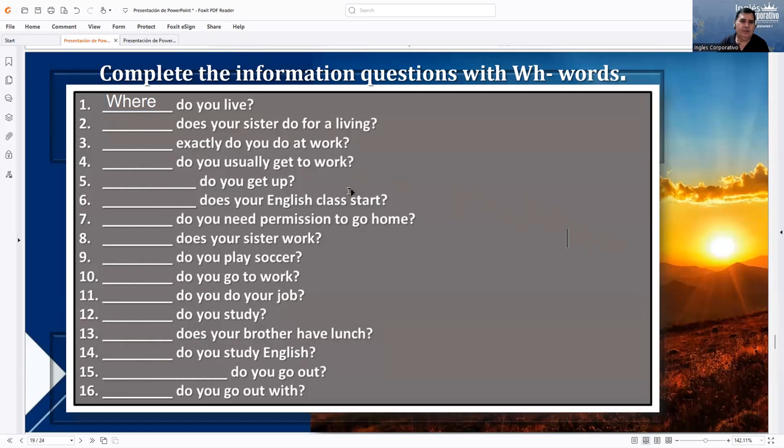Where do you live? What does your sister do for a living? What exactly do you do at work? How do you usually get to work? Or also, how do you usually get to work? Or what time do you usually get to work? What time do you get up? What time does your English class start?